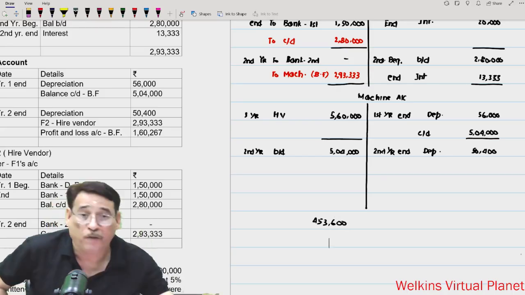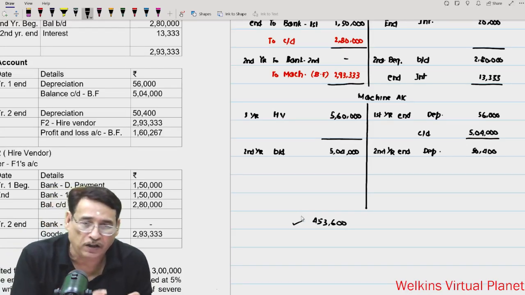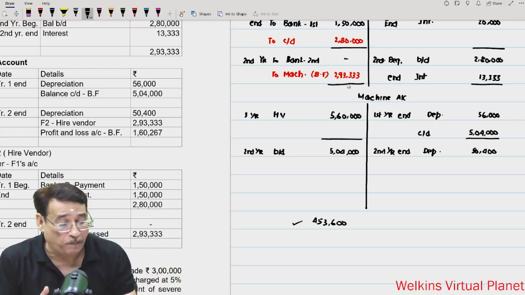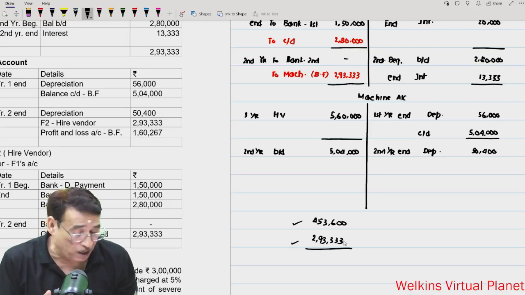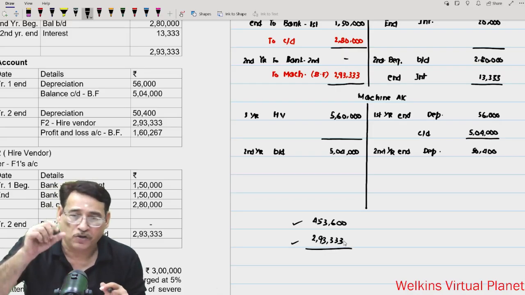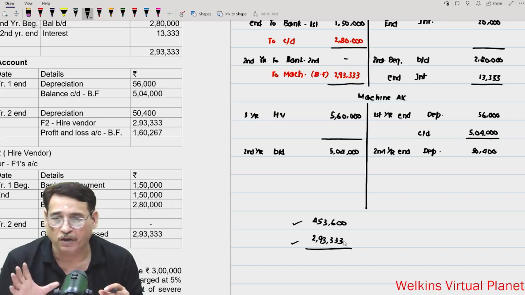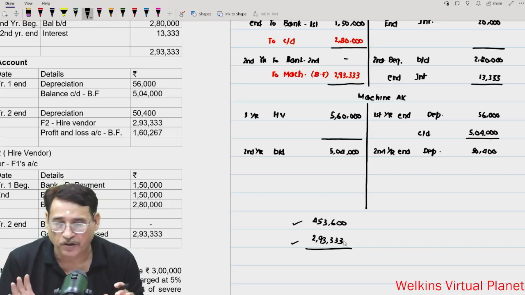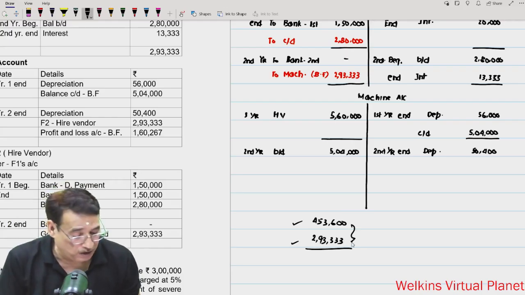That means, from the perspective of the purchaser, this asset is having a value of 4,53,600. But the hire seller took it back only for 2,93,333. That is why, in case of repossession, the purchasing party will always have a loss. Unless the question is wrong, to be very honest with you, the purchaser can never have any gain as far as repossession, whether partial or full repossession, is concerned. So the difference of these two is loss, correct?